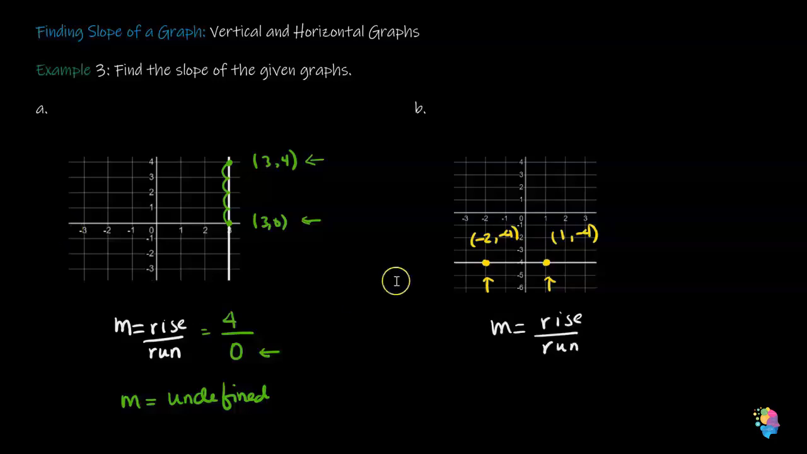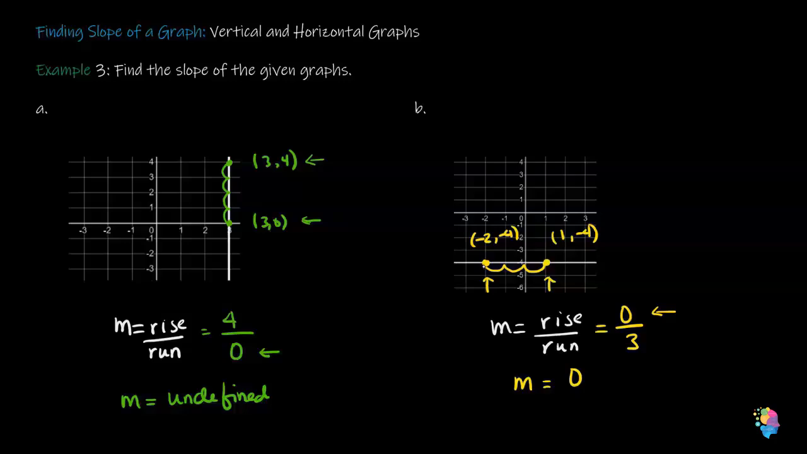So going from left to right, I don't have to go up or down to get to the next point. That means that the rise is going to be 0. And the run is going to be 1, 2, and 3. So 0 divided by 3 is going to be 0. So when you have a 0 in the numerator, you're going to have a slope of 0. When you have a 0 in the denominator, you're going to have an undefined slope.